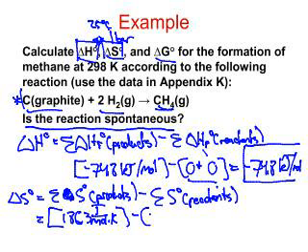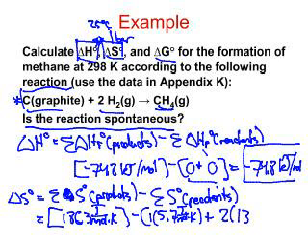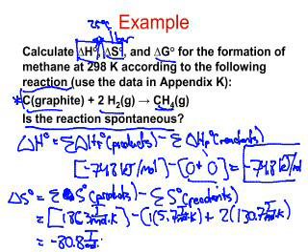So we have 1 carbon here, and the standard molar entropy of graphite is 5.7 joules per mole Kelvin, plus 2 times the standard molar entropy of H2, which is 130.7 joules per mole Kelvin. If we calculate this whole thing, we get that delta S, the change in entropy, is negative 80.8 joules per mole Kelvin.